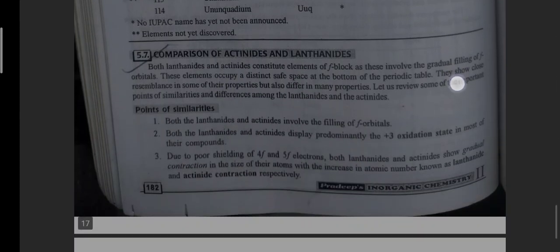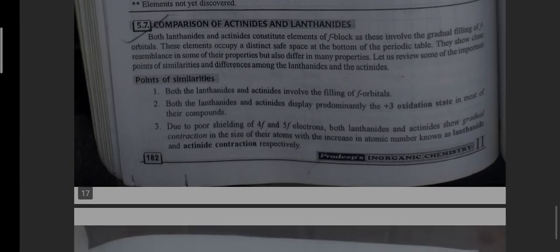Next topic is comparison of actinides and lanthanides. Both lanthanides and actinides constitute elements of the f block, as these involve the gradual filling of f orbitals. These elements occupy a distinct space at the bottom of the periodic table. They show close resemblance in some of their properties but also differ in many properties. Let us review some of the important points of similarity and dissimilarity among the lanthanides and the actinides.